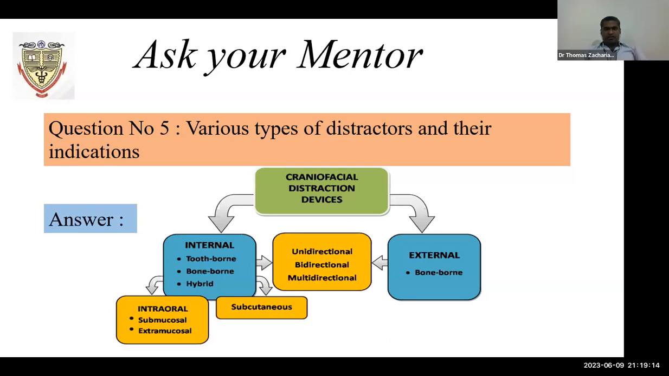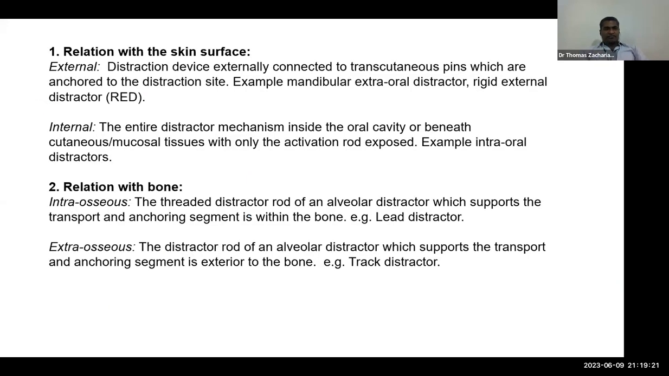No, Dr. Sushmitha, you have classified it correctly. You have the standard classification. Like you said, the classification is in relation with the skin surface, external or internal. This is a more apt term to use than extraoral or intraoral. It all depends where your distractor arm is. The actual activating arm is within the submucosal or subcutaneous tissue, or extraoral. If it is submucosal or subcutaneous, it can come out through the oral cavity or transcutaneously. So it is more internal or external, that is the distractor arm.